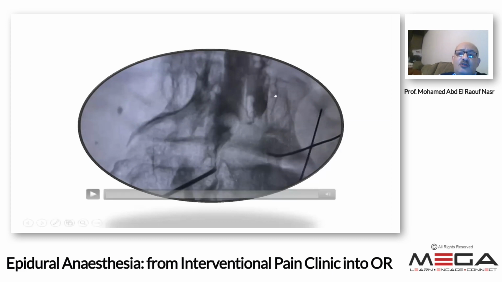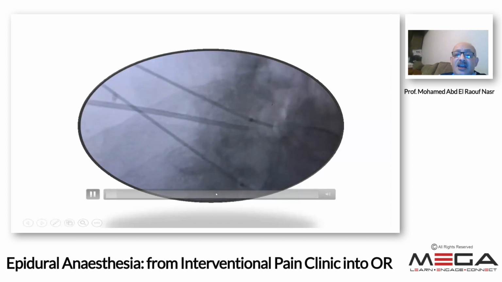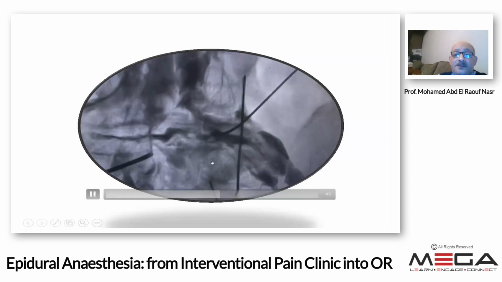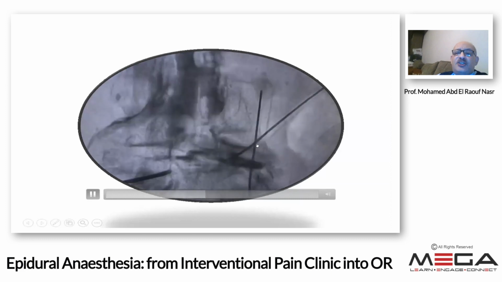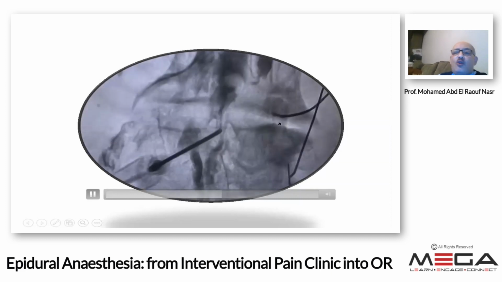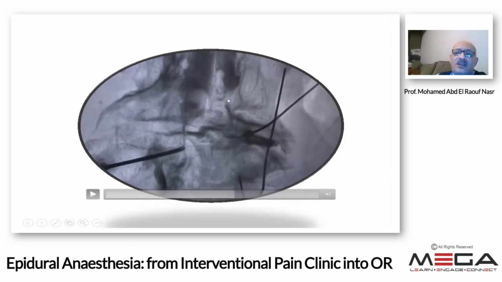If you look at the AP view, this nerve root is missing the dye, so we try to cover this nerve root by transforaminal injection of local anesthetics. During the transforaminal injection, the needle is a little bit anterior, so it's an intradiscal spread, but now we can cover the area that did not receive dye.